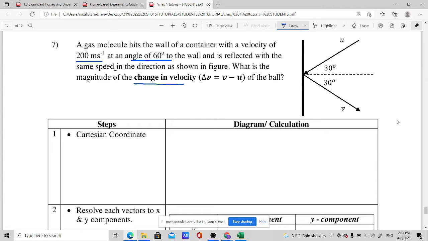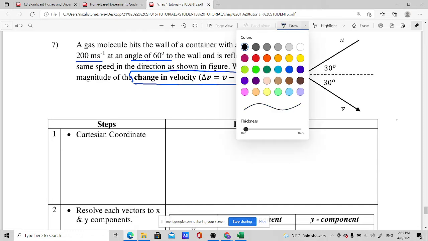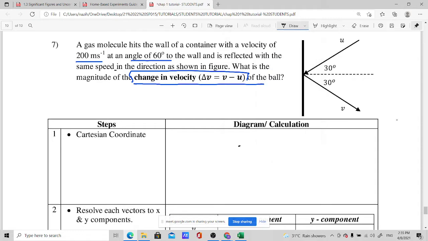Okay, for this one, they specifically ask for the change in velocity of the ball, and the formula is given. So, this is your vector. As usual, first we need to draw your Cartesian coordinate. So, start with drawing your x and y axis. Just ignore the messy axis. So this is your y, this is your x.